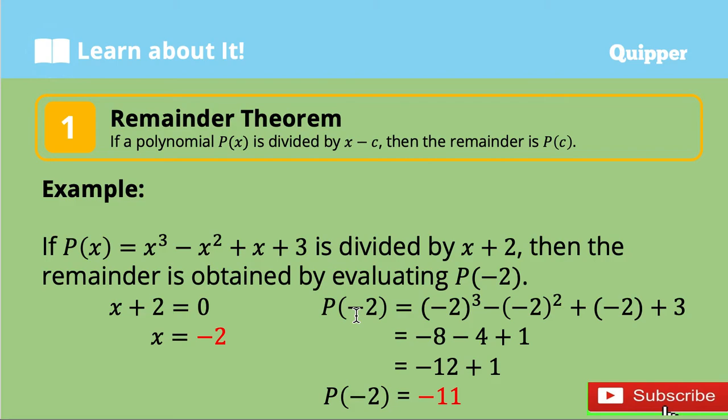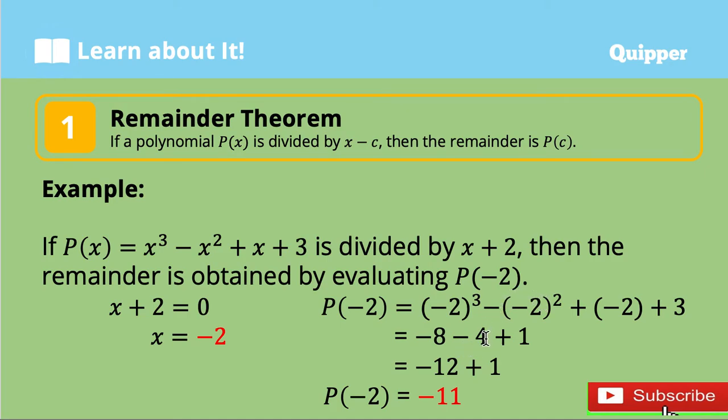So substituting the value of x, we have this. P of negative 2 is equal to negative 2 cubed minus negative 2 squared plus negative 2 plus 3. We have negative 2 cubed is just the same as negative 2 times negative 2 times negative 2. You just multiply negative 2 by itself 3 times, and that is negative 8. Then minus negative 2 squared, or negative 2 times negative 2, that is positive 4.